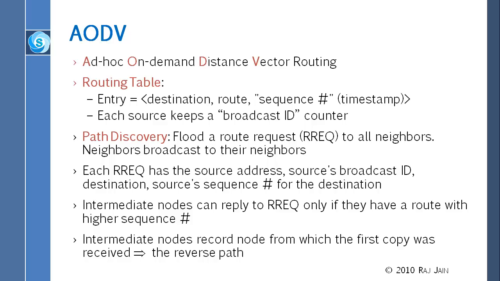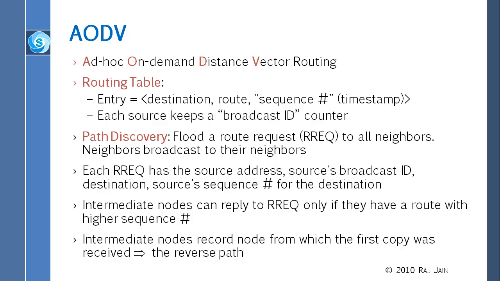Distance vector says that this is not a link state routing. If you remember, distance vector means you tell about the whole world to all your neighbors, right? And link state means you tell about your links. So basically, each node has a routing table entry which says, for whatever destination, what is the route.